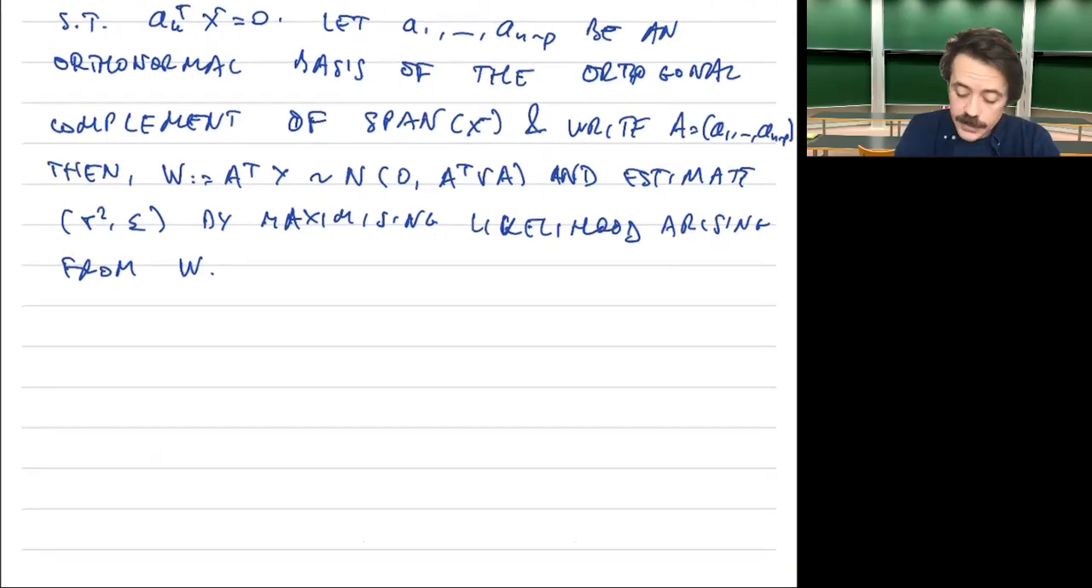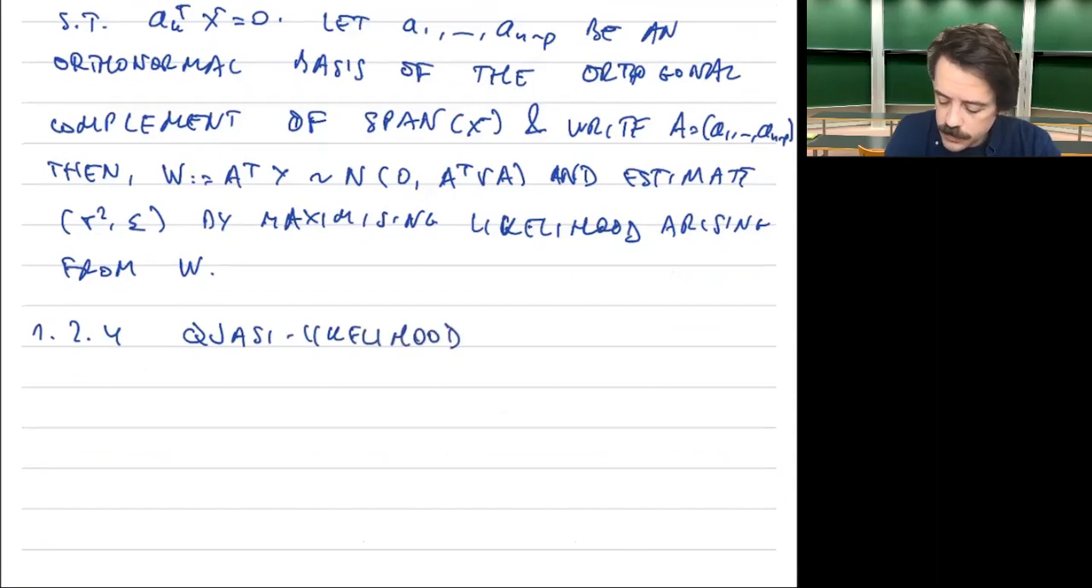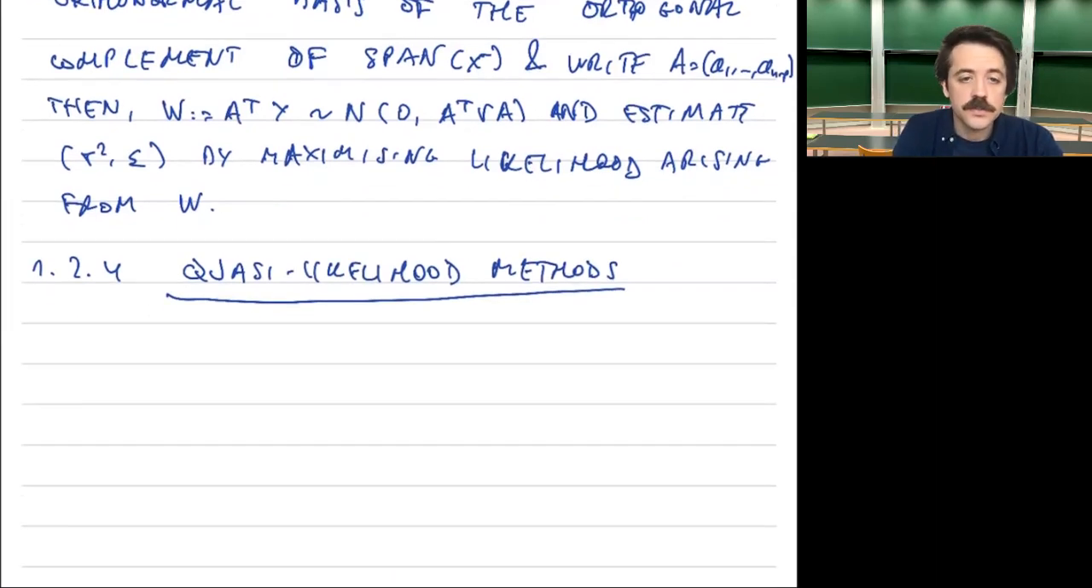Right. So let's now end the block with these quasi-likelihood methods. Section 1.2.4, quasi-likelihood methods. All right. So what are these methods about? Because we're saying quasi-likelihood, that's a hint in itself.